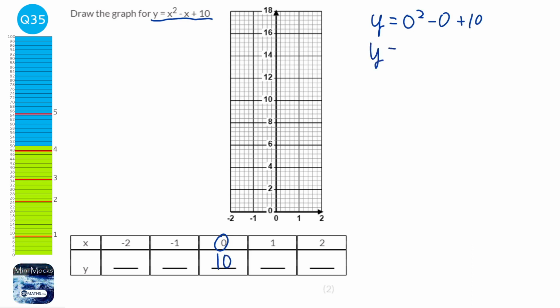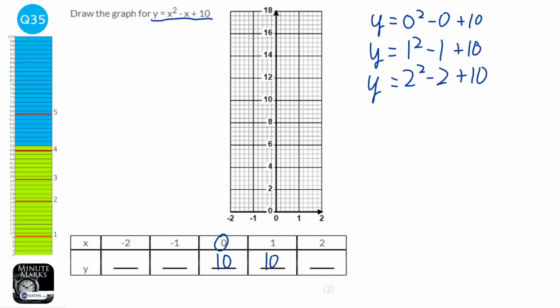Do the same for 1. So it will be 1 squared minus 1 plus 10. Well, 1 squared is 1, 1 take away 1 is 0, plus 10 is 10. So that will also be 10. 2 squared minus 2 plus 10. 2 squared is 4, 4 take away 2 is 2, plus 10 will be 12.